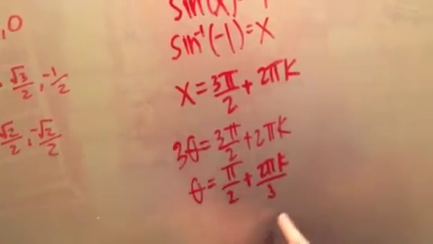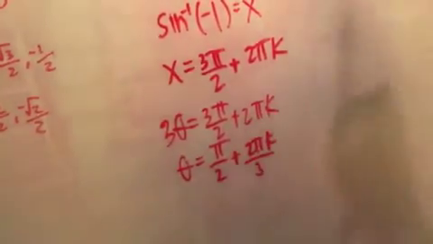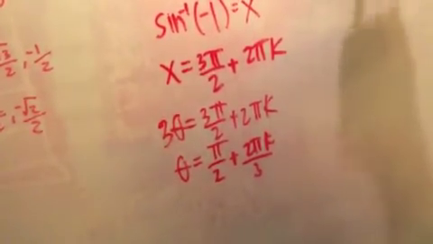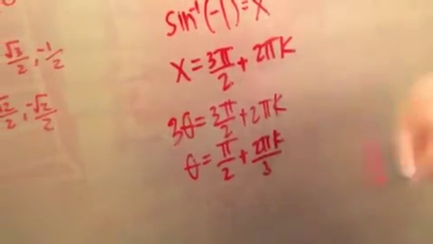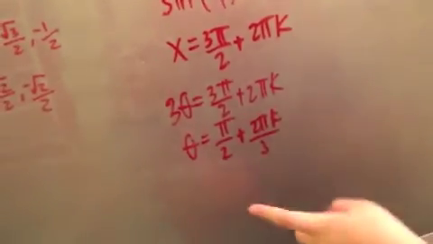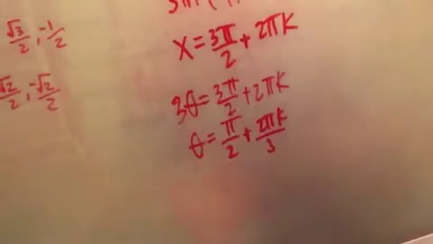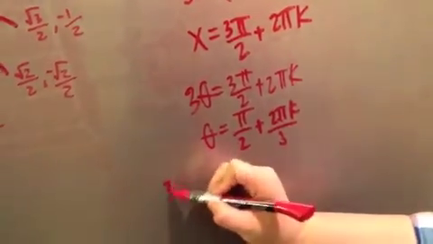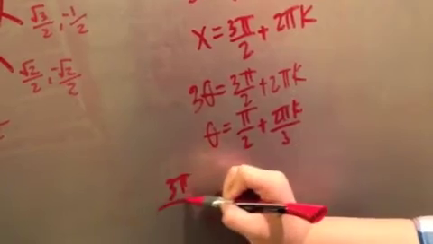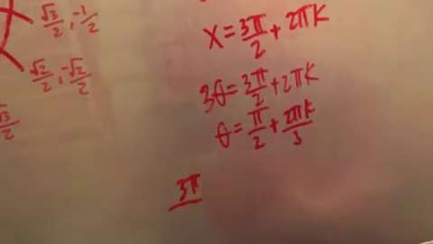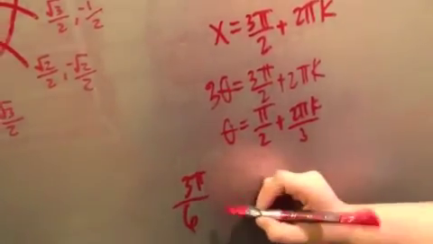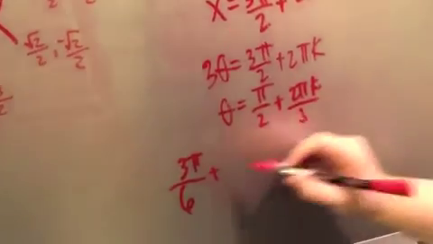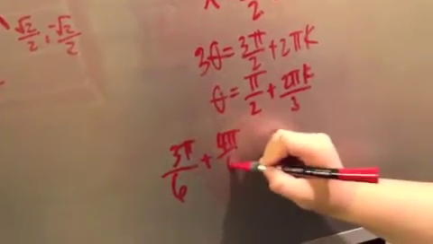So you have to add 2 pi over 3 to pi over 2 until it reaches 2 pi, and it can't go over 2 pi because that's its domain. So we start adding 2 pi over 3 to pi over 2. So we would have to do common denominators. So it would be 3 pi over 6 plus, and that would equal 4 pi over 6.